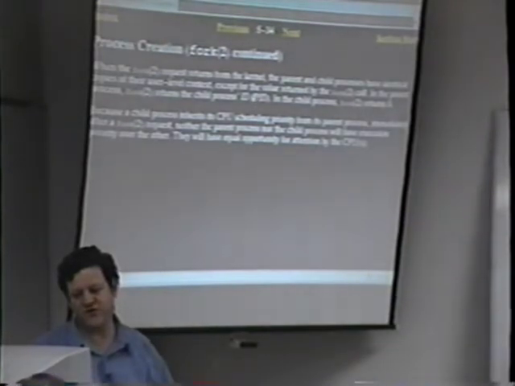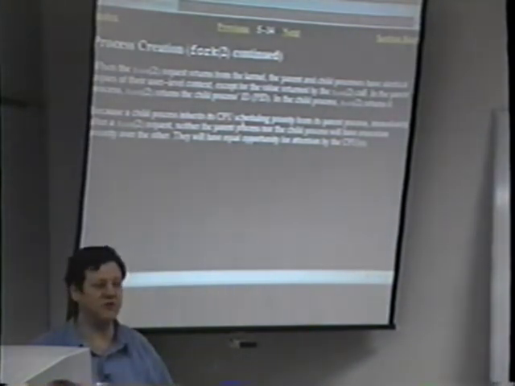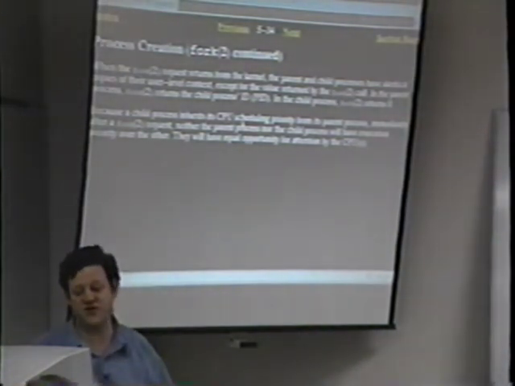So when the fork returns from the kernel, the parent and the child have identical copies at their user level, except for the value returned by the fork. And a child inherits the CPU scheduling priority from its parent. Whatever attributes the parent has, the child has.